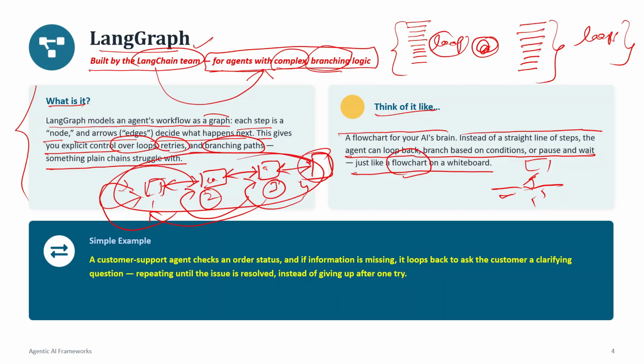We can go from any step to any step, based on the links that we create between the different blocks. You can consider a simple example: a customer support agent checks an order status, and if information is missing, it loops back to ask the customer a clarifying question, and repeats until the issue is resolved, instead of giving up after one try.